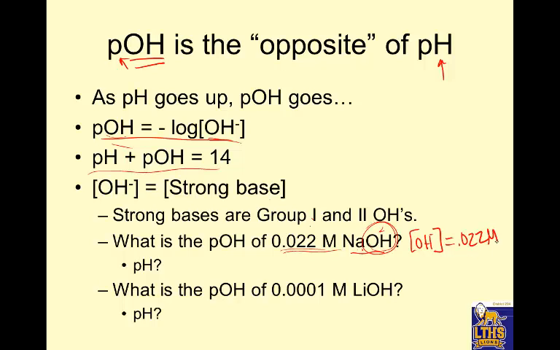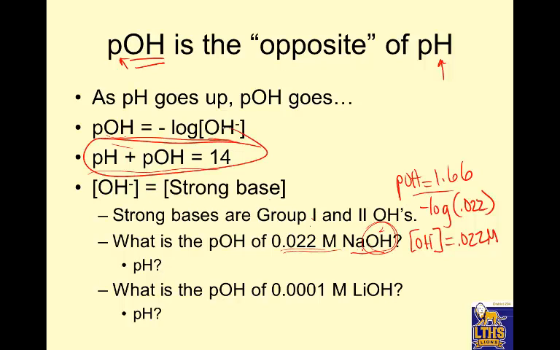So what is the pOH? It's the negative log of 0.022. So the pOH equals 1.66. All right. Now, if that's pOH, what is pH? Well, here's the formula. If I know pOH, I can find pH. pH is going to be 14 minus 1.66. The pH of that solution is 12.34.